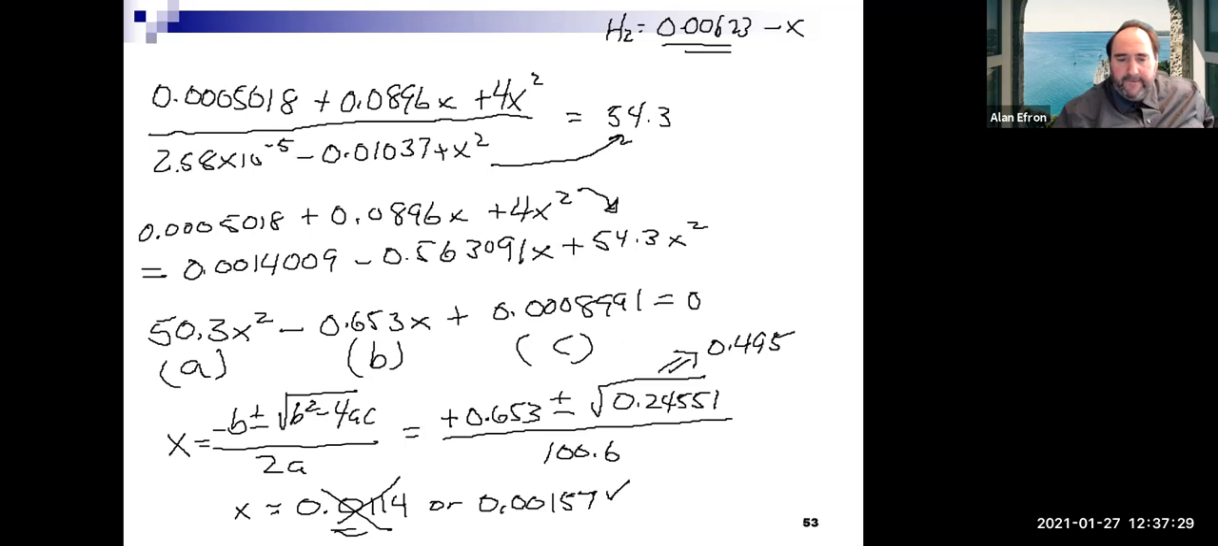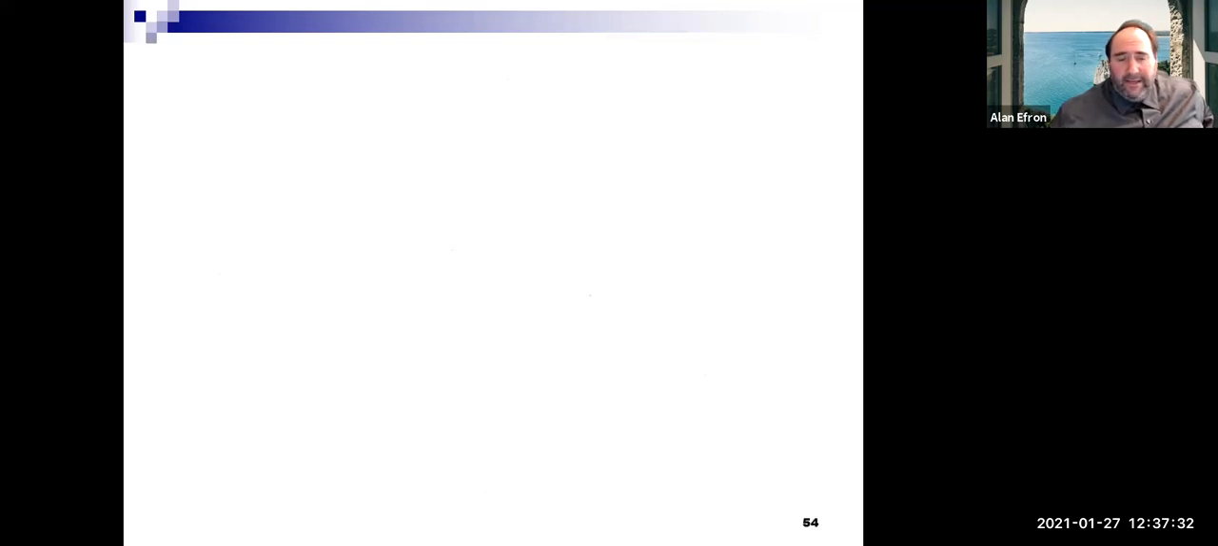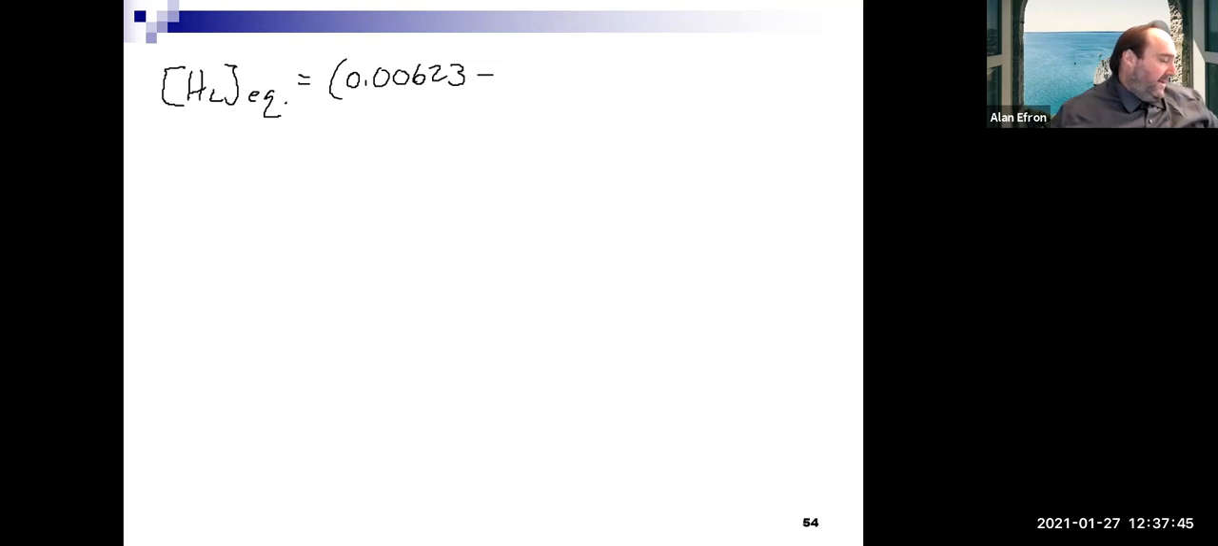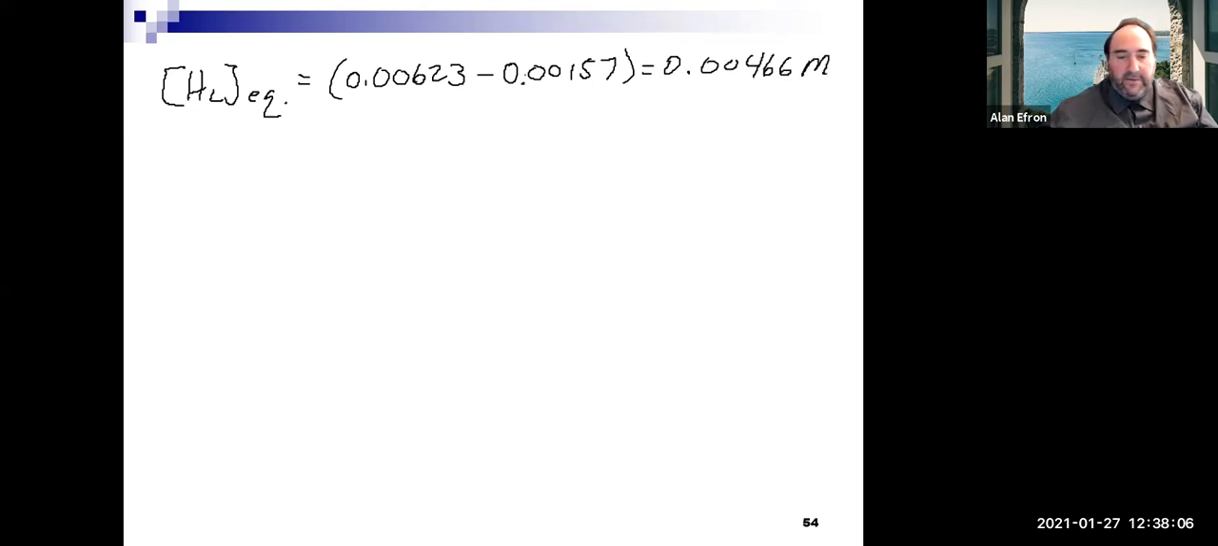Yeah. Okay. Going back to our equilibrium line, our H2 at equilibrium was 0.00623 minus X, which, what did I get there for that X? 0.00157. That would get us 0.00623 minus 0.00157. It's going to give us something like 0.00466, molarity, as we need units.